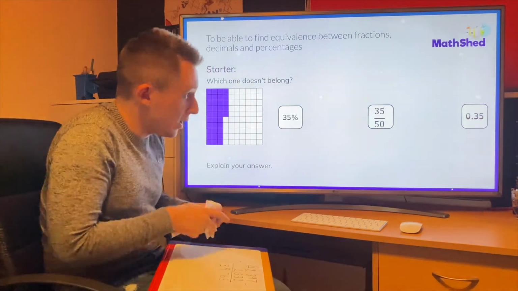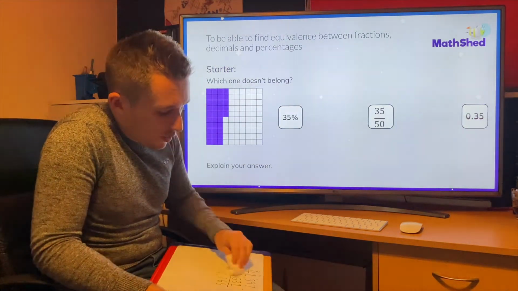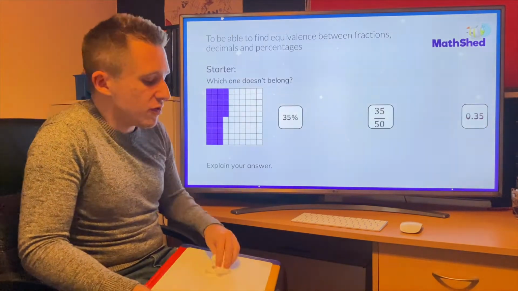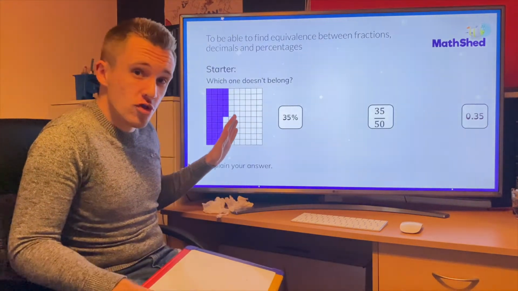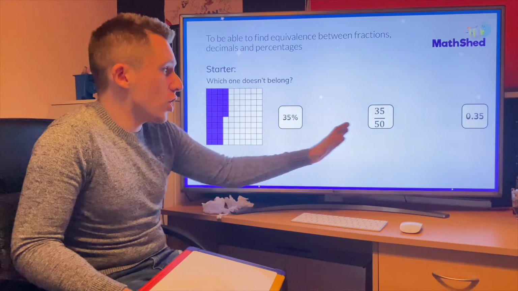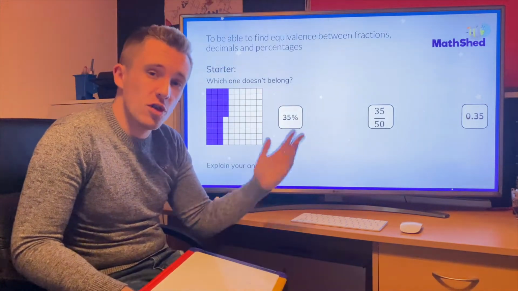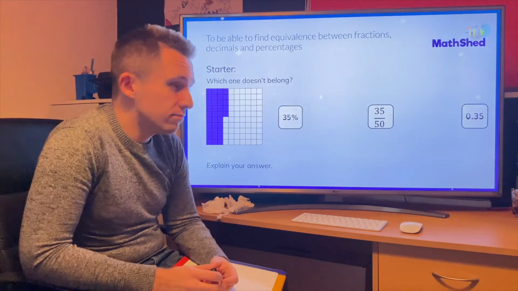We start as we always do. Which one of these on the board doesn't belong? So we have a representation here of a grid, 100 squares. We have a percentage, a fraction, and a decimal. Pause the video, work out which one doesn't belong. Off you go.